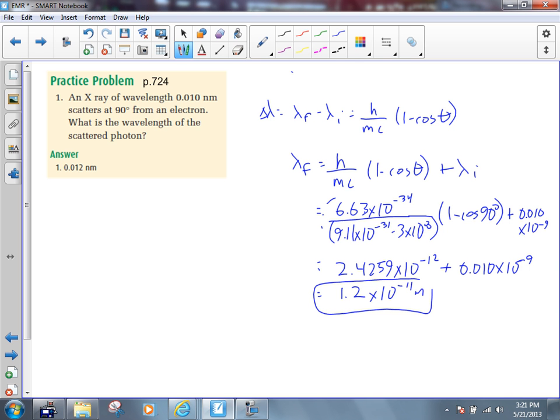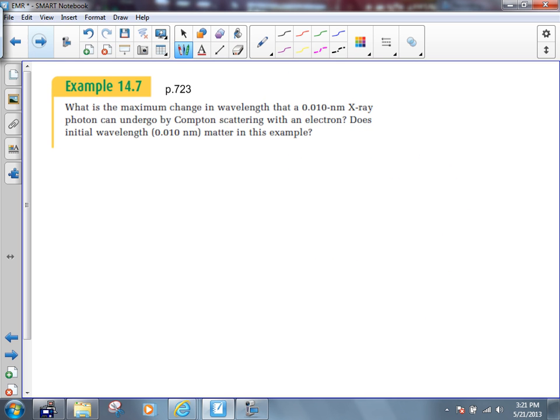Let's try one more example here. Hopefully we have time for this. What's the maximum change in wavelength that an X-ray photon can undergo by Compton scattering with an electron? Does the initial wavelength matter in this example? No, it doesn't. I'll tell you that right now. The initial wavelength doesn't matter. What's the maximum change in wavelength that we can have?